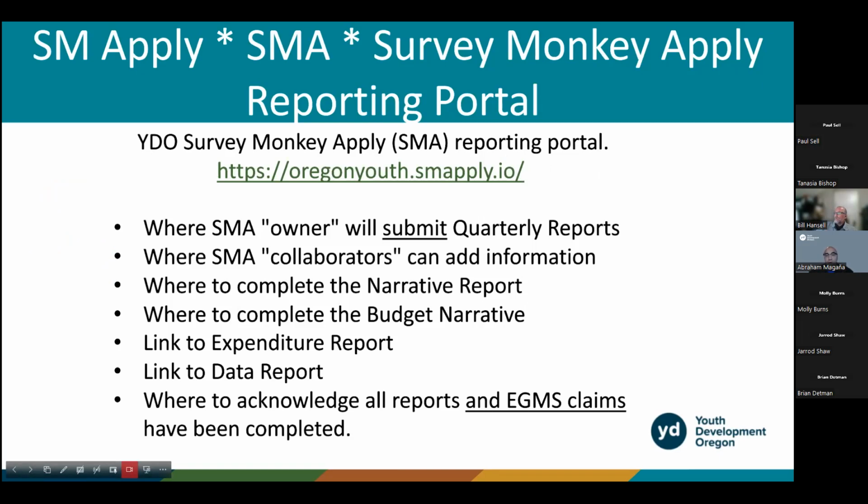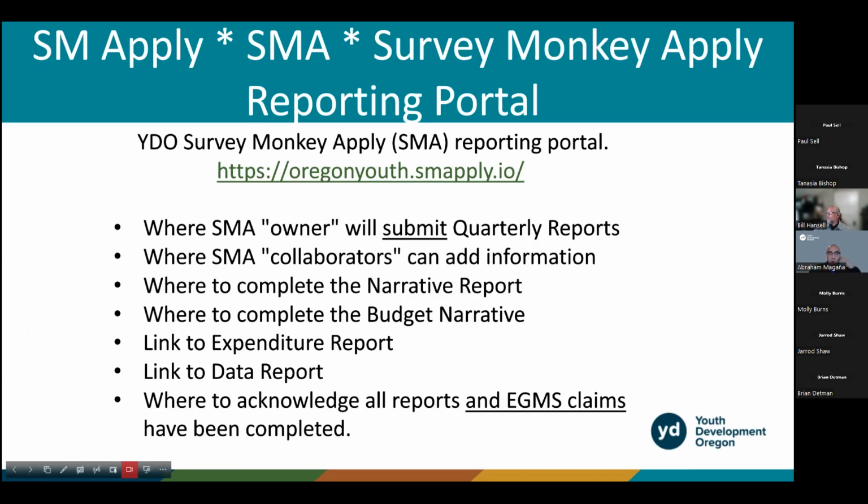We have an owner status, and I kind of have that in quotation marks. The owner is really the person that has the authorization to submit the quarterly reports. And then we have something in SMA called collaborators. Those are the people who can also add or edit information in the reporting platform. The reporting platform really consists of the narrative report, budget narrative, as well as links in SM Apply to fill out your expenditure report and your data report.